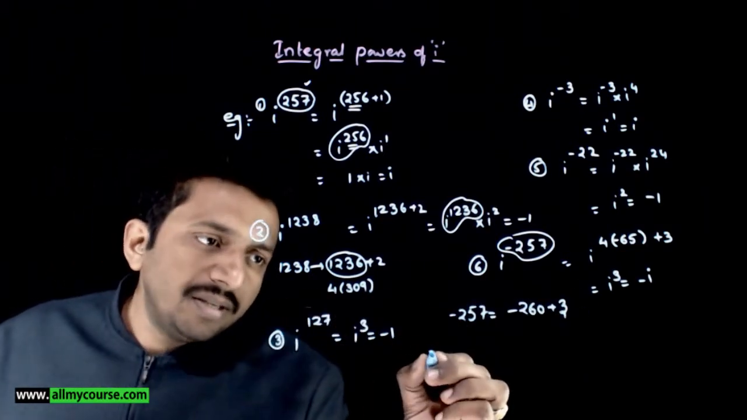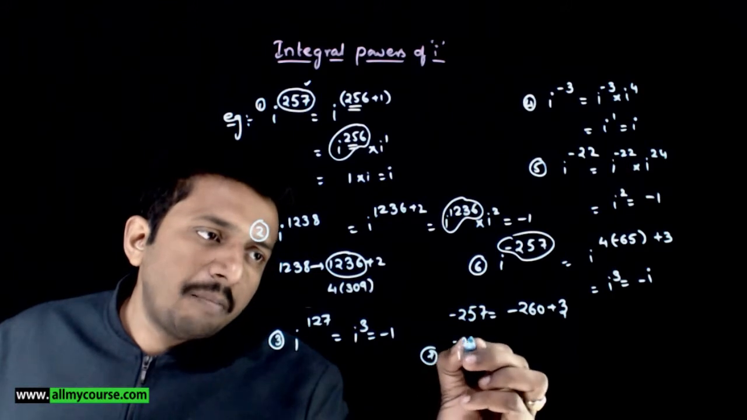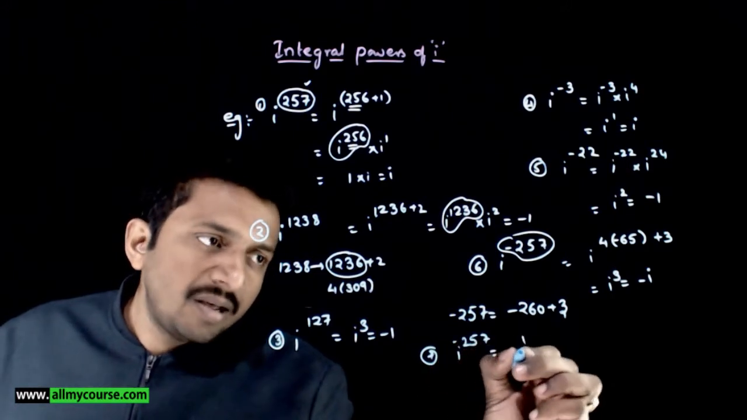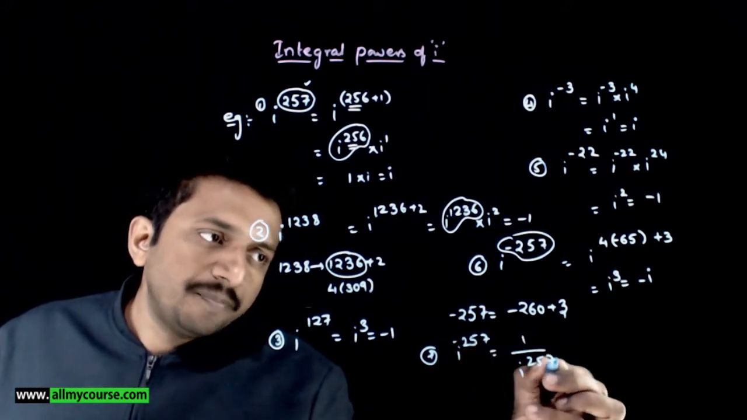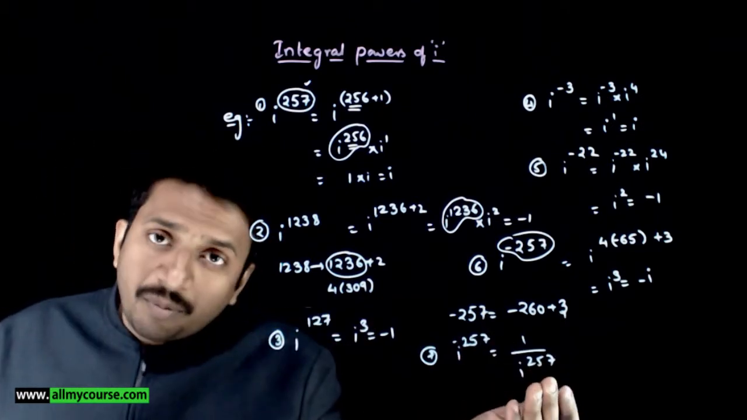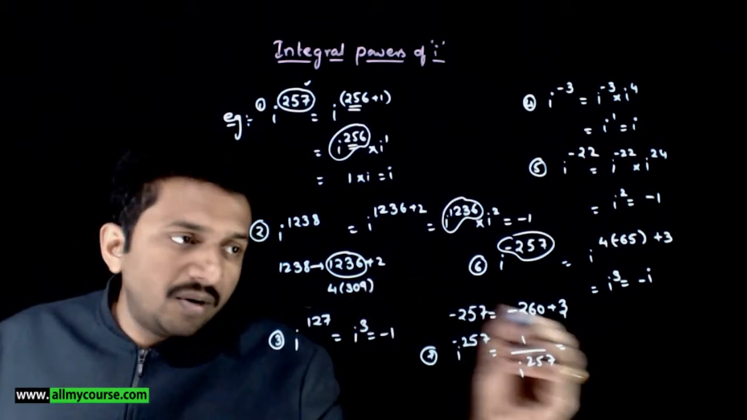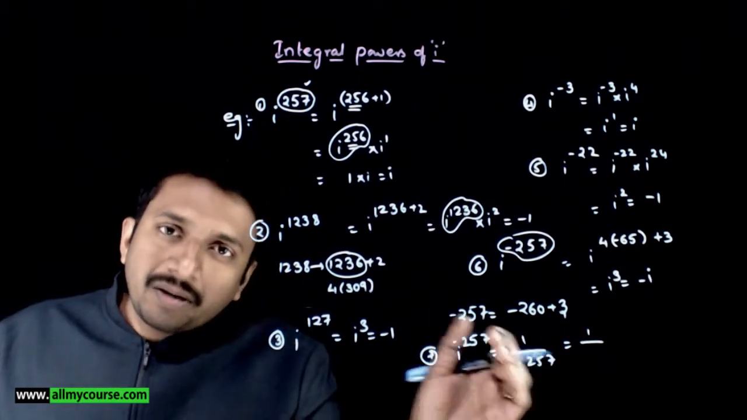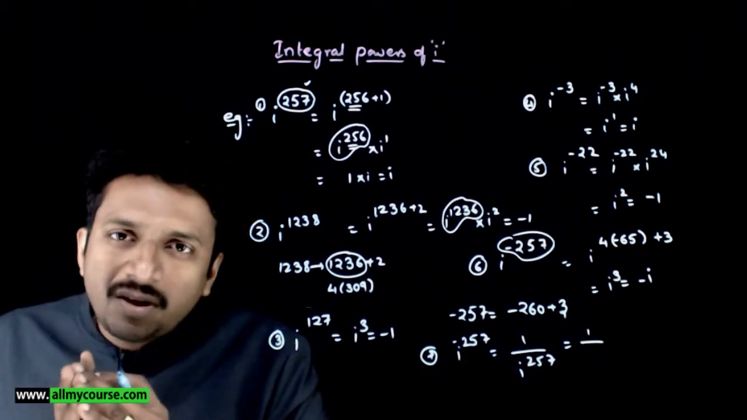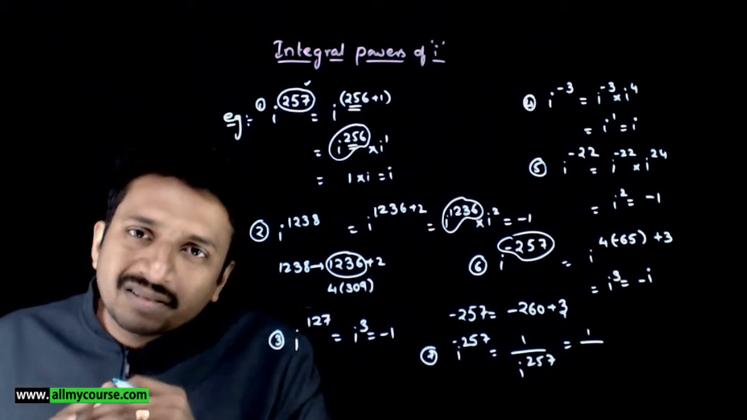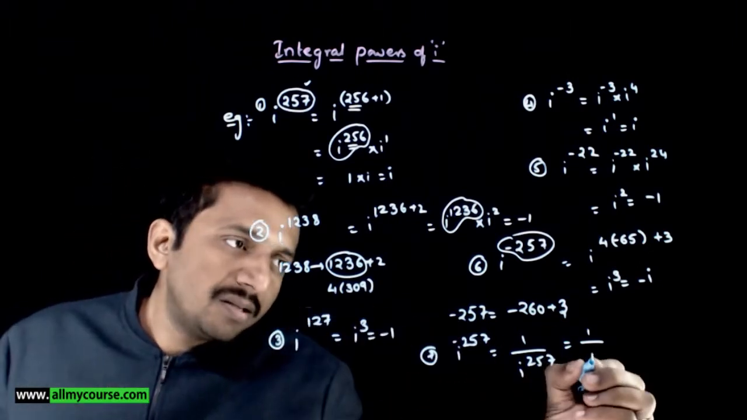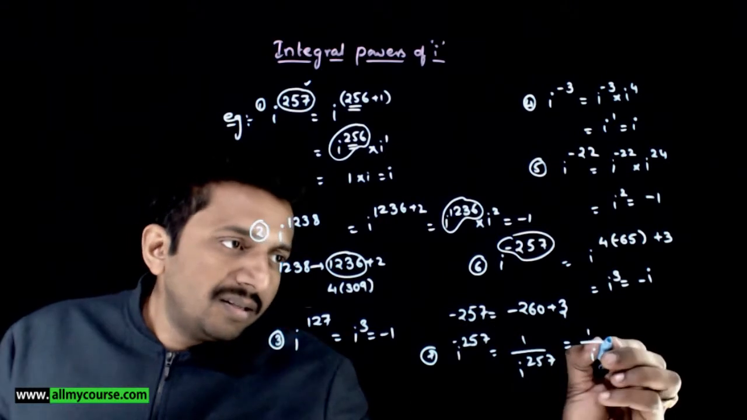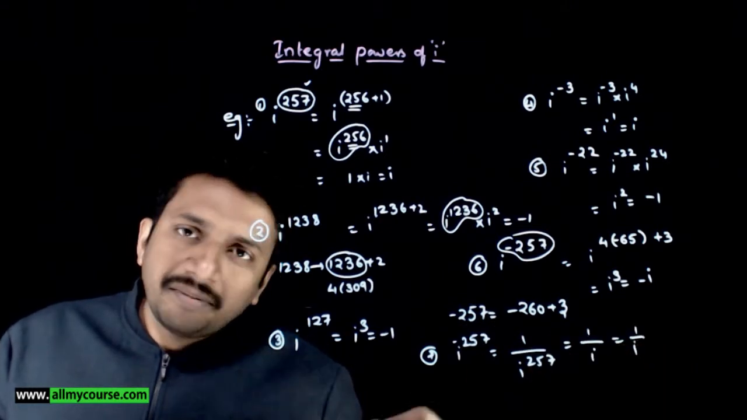Otherwise, what you can do is, you have i power minus 257. You can write it as 1 by i power 257. Now you have got a positive power. So 257 is a positive power, so I can take off as many 4s as possible. So I'll take off 256, so I'll be left with i power 1. So that is equal to 1 by i.